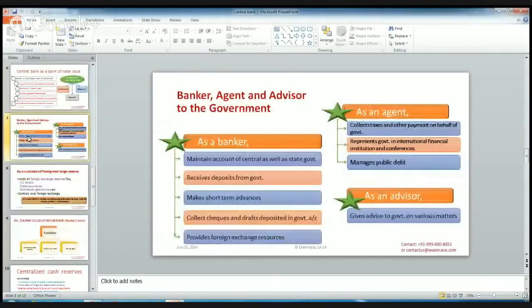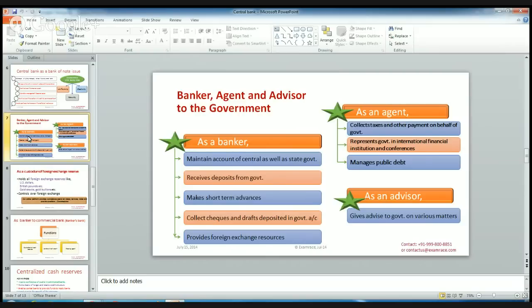The second function of the central bank is as a banker, agent and advisor to the government. Central bank is a banker to the government, an agent to the government and an advisor to the government. How is it a banker to the government? Central bank performs the same function for the government which the commercial bank provides to their customers. It maintains the account of the central government as well as the state governments. It maintains the whole account of the state government.